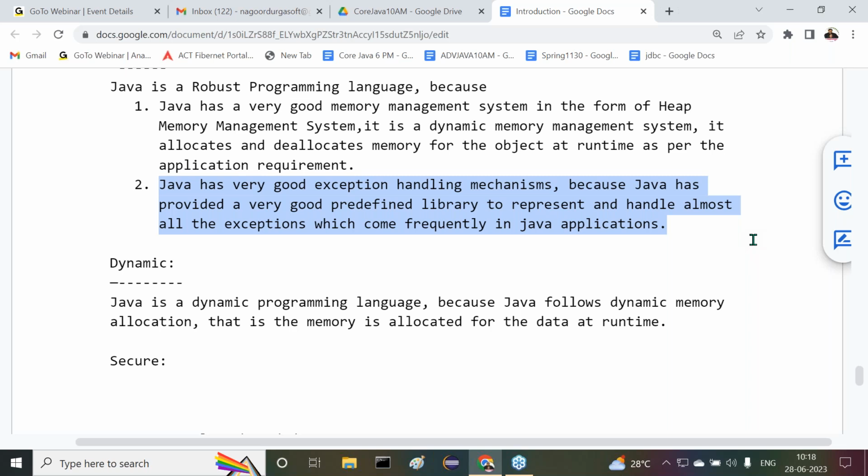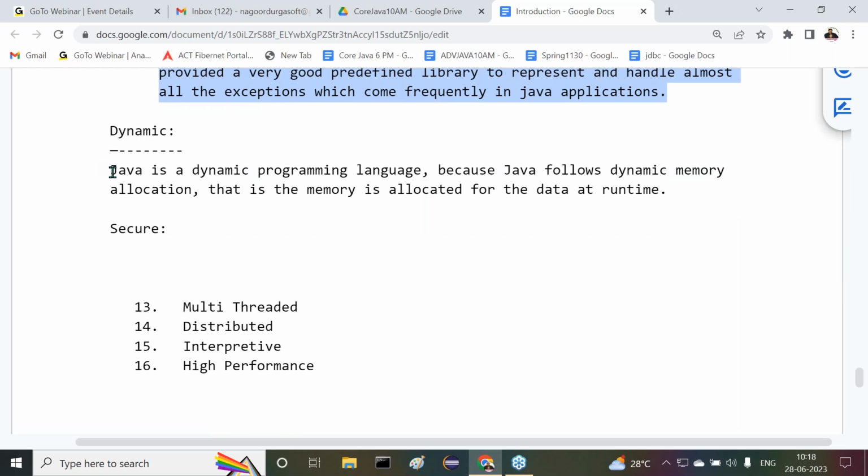All these points we are going to understand in the future. Don't worry about it. This is just part of the Java features, and information is given about it. Next one is after this, dynamic.